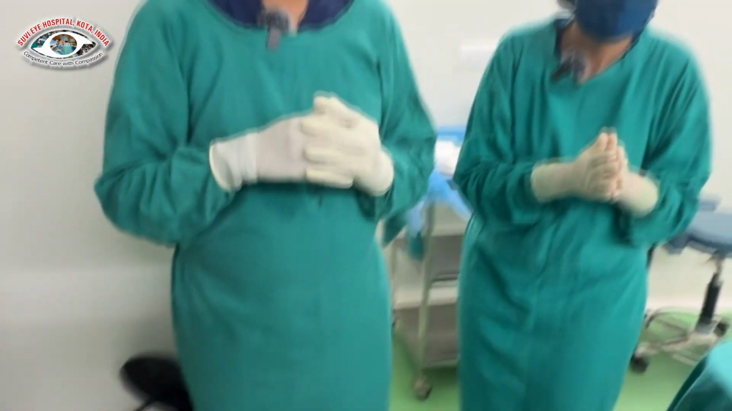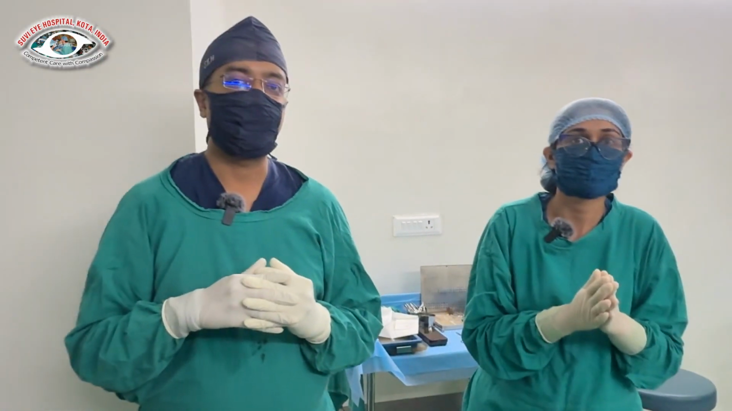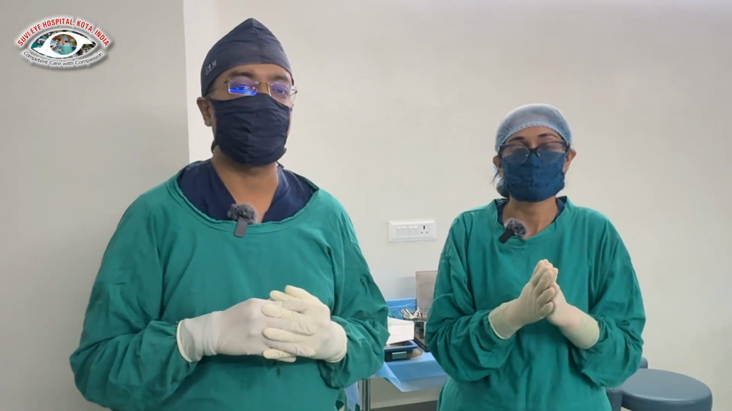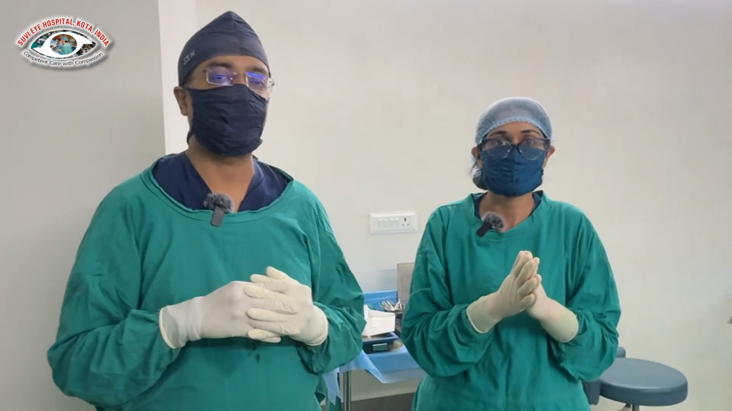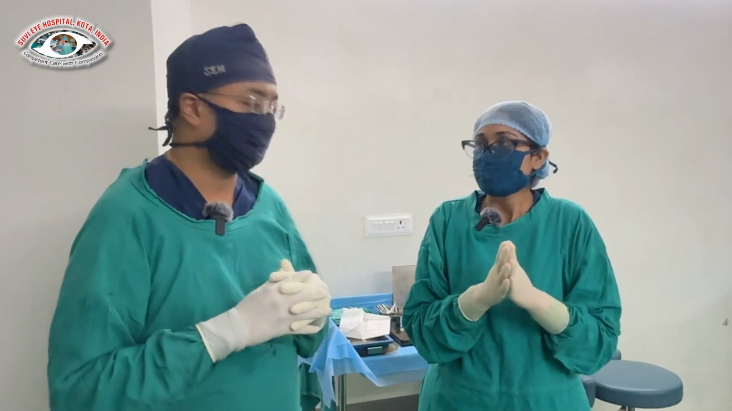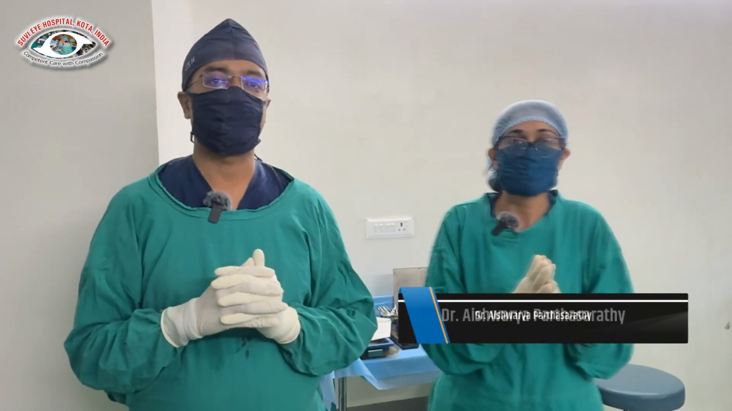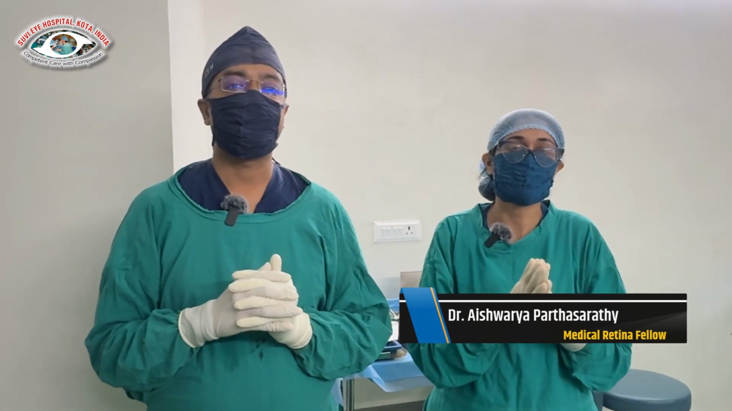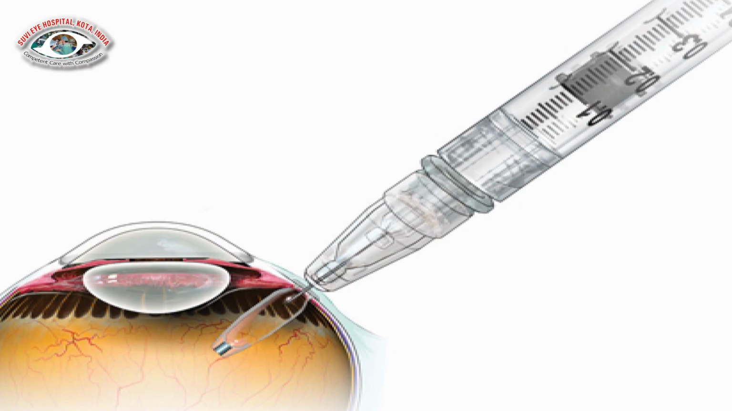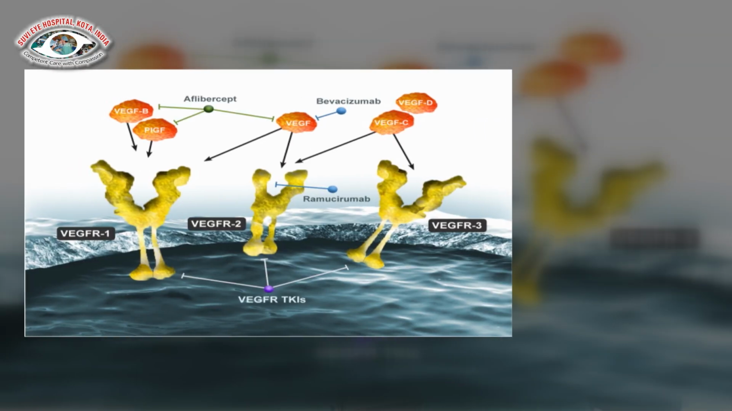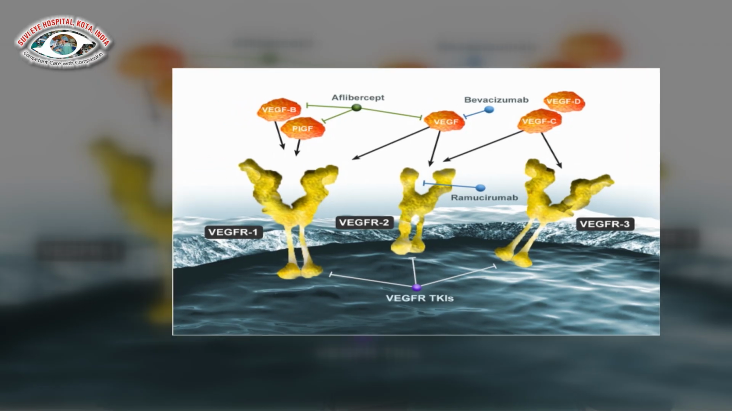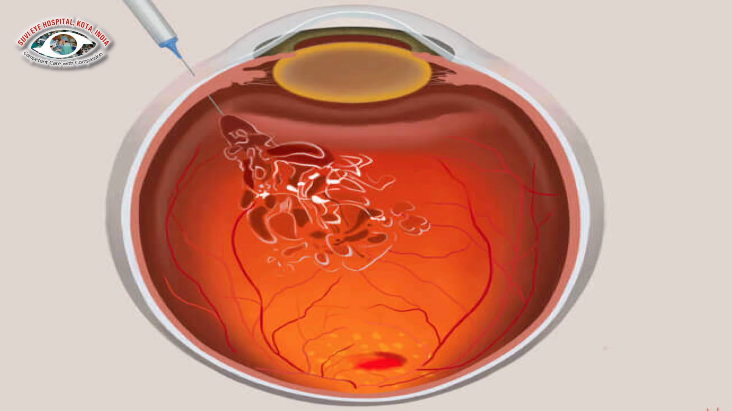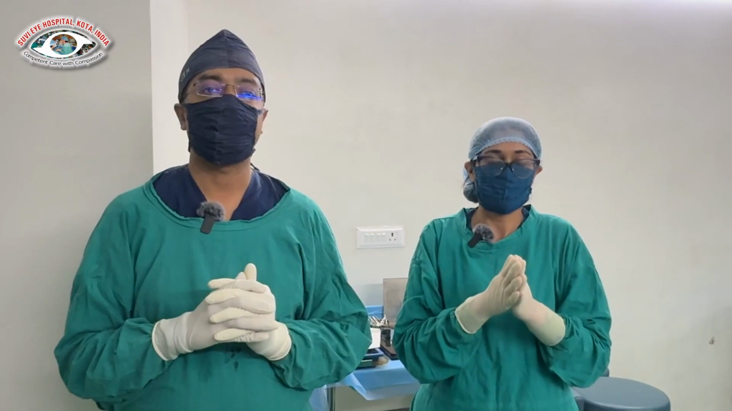So now I would invite Dr. Aishwarya Parthasarthi to tell something about intravitreal aflibercept, and she will demonstrate how to give the intravitreal aflibercept, that is Eylea injection. Dr. Aishwarya. Thank you, sir. So today we are going to give intravitreal injection aflibercept, or Eylea as the brand name goes. Now aflibercept is an anti-VEGF injection, that is anti-vascular endothelial growth factor. It prevents new vessel formation so that there is no further bleeding or complication in the retina.